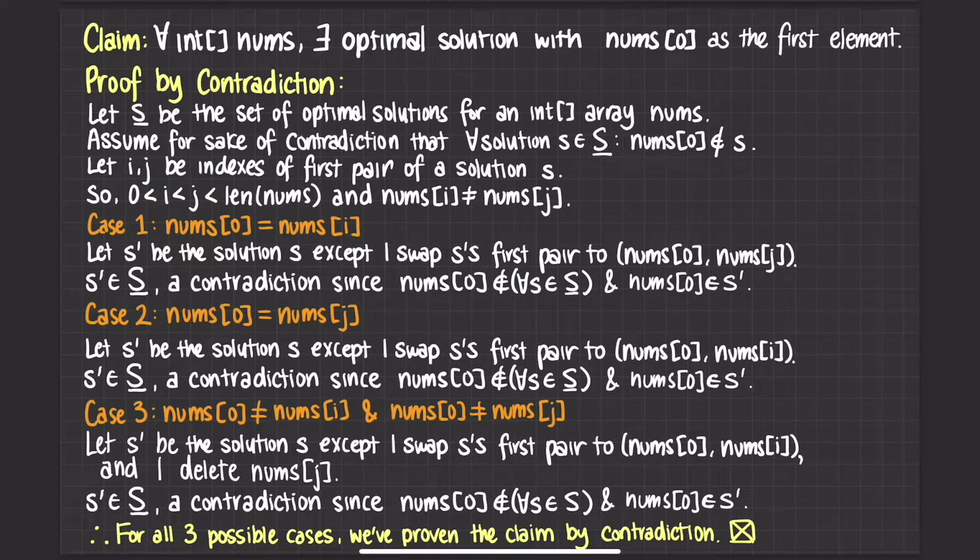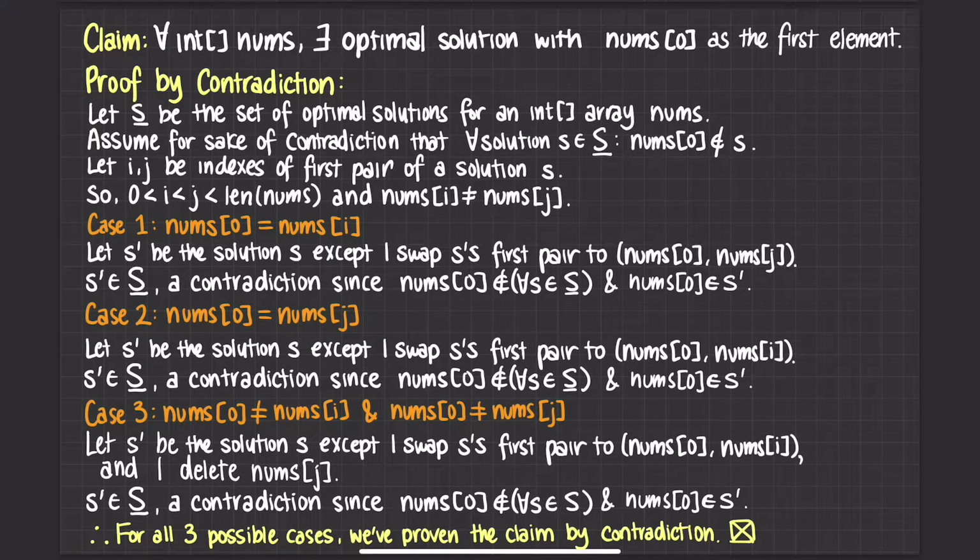So therefore, that's a contradiction because num0 wasn't supposed to be any part of any single solution in our big set S, yet we just proved that we can derive a valid optimal solution S with num0 as its first element. The same logic follows for case 2.